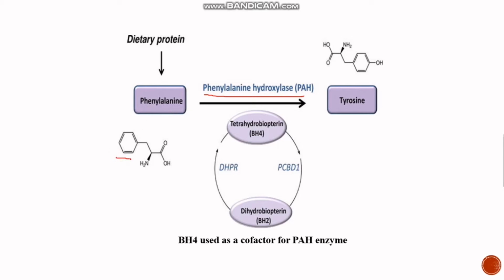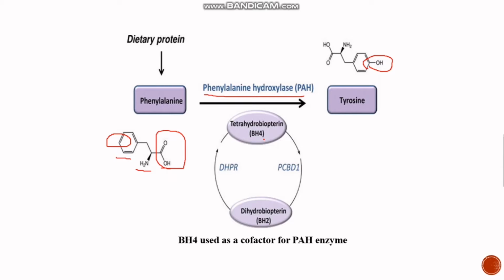The function of phenylalanine hydroxylase is that it catalyzes the hydroxylation of phenylalanine. As you can see, this is the aromatic ring, this is the amine group, this is the carboxylic group. Whereas in tyrosine there is a hydroxyl group, but in phenylalanine there is no hydroxyl group. This means that phenylalanine hydroxylase catalyzes the hydroxylation of the aromatic side chain of phenylalanine and it generates tyrosine. The cofactor of this enzyme, phenylalanine hydroxylase PAH, is tetrahydrobiopterin, also written as BH4.